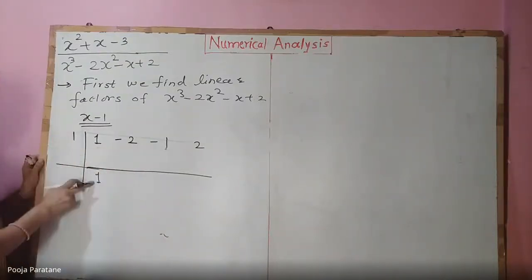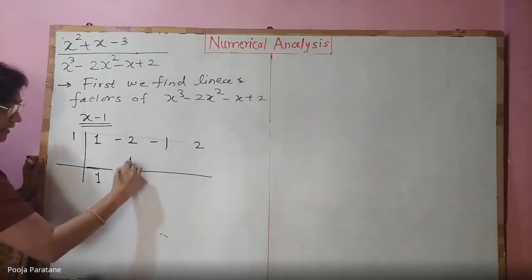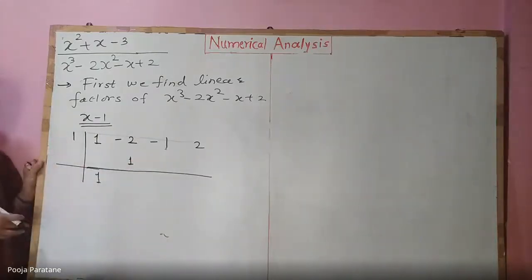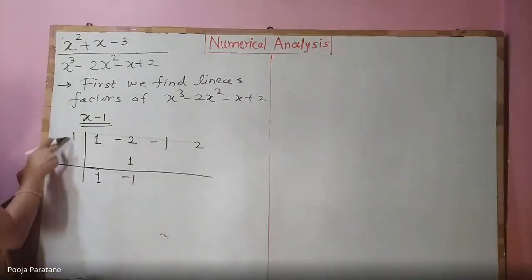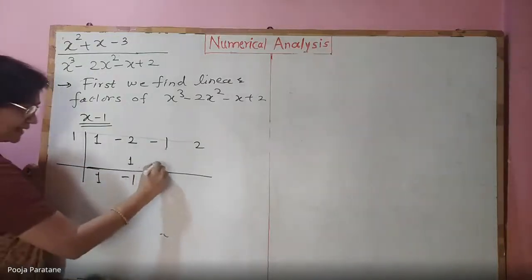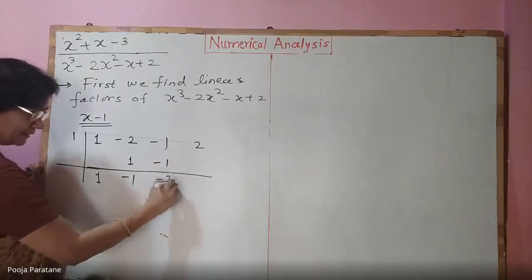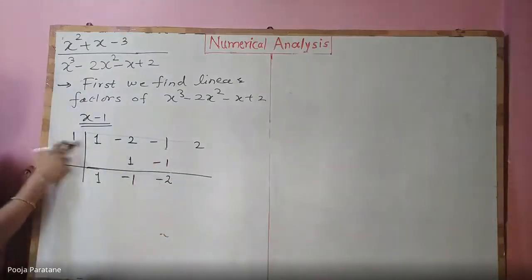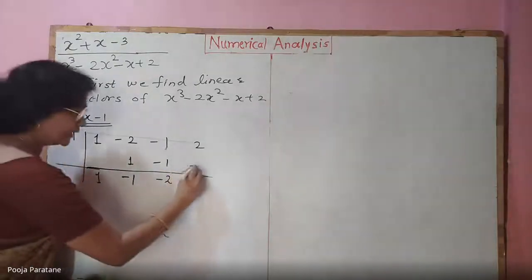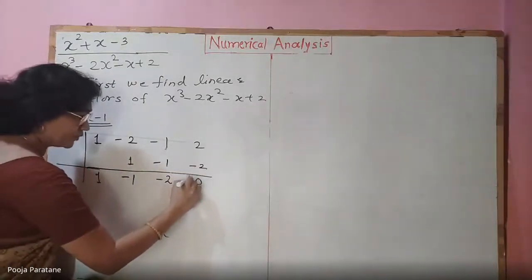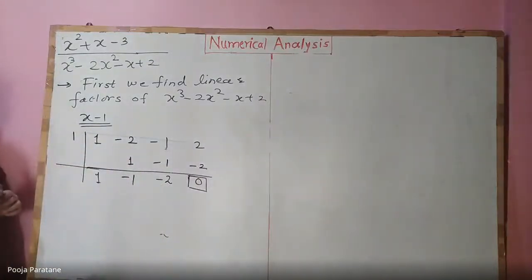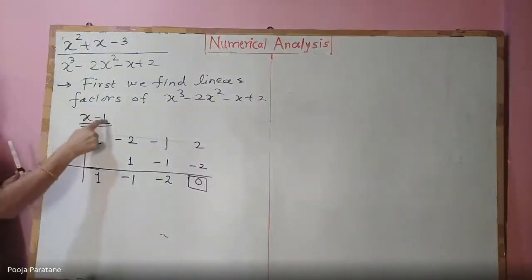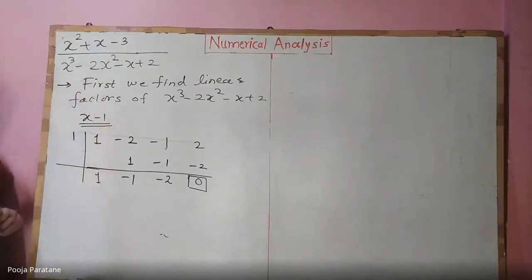Now multiply this 1 and 1. Now here in synthetic division we add the terms. So -1, the addition is -1. Now 1 into -1 is -1. Adding it, -2. Then -2 into 1 is -2 and then adding it, so here we get 0. So now here we are getting 0. It means that x equal to 1, that is x minus 1, is one of the linear factors of this polynomial. And then how to write the factors?